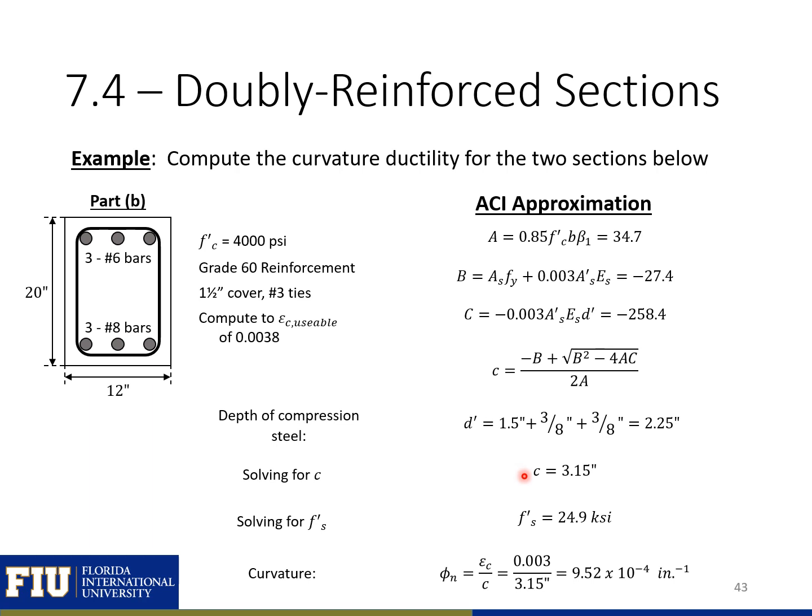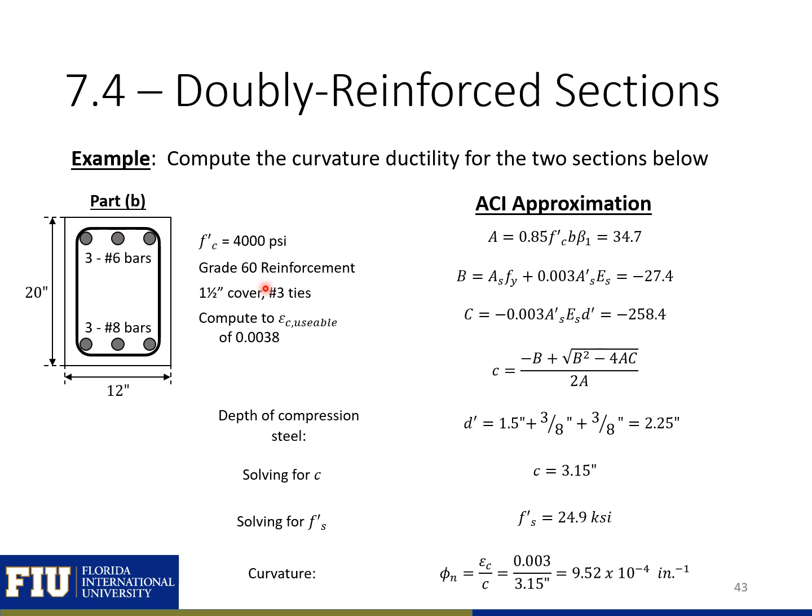We made an initial assumption that our compression steel didn't yield, and we need to check that assumption. We can go back and use this c equal to 3.15 in our equation for the stress in our compression steel and find our stress in our compression steel, fs', to be equal to 24.9 ksi. This is less than 60 ksi, which is the yield strength for grade 60 reinforcement. So we know that our initial assumption was correct.